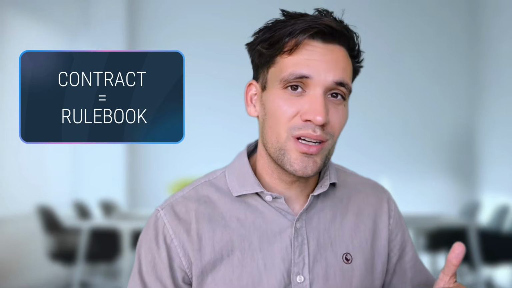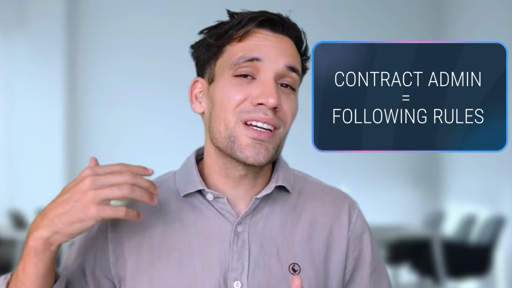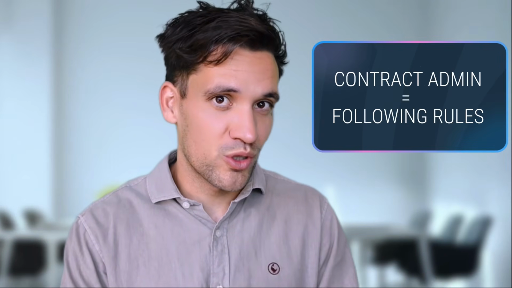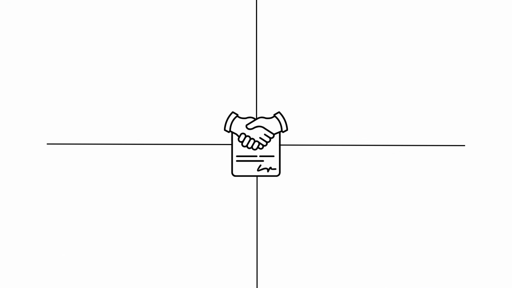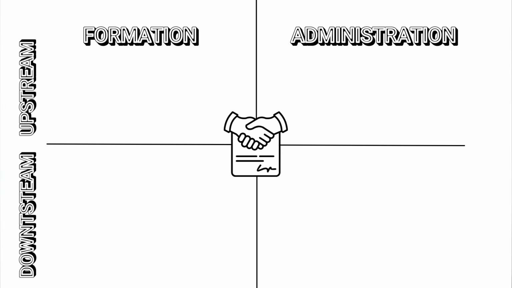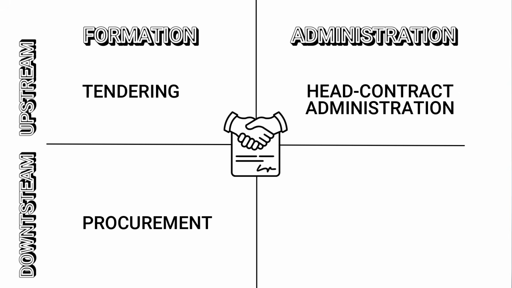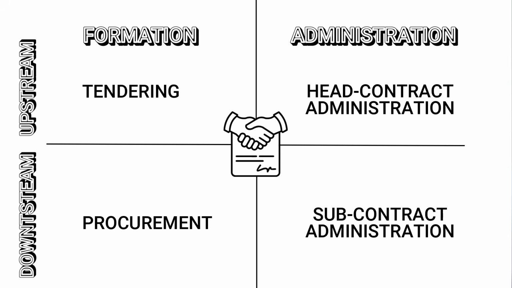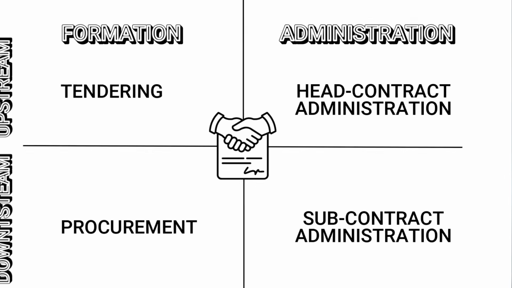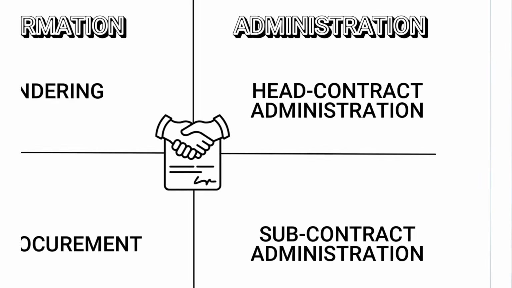Now, the fundamental principle behind this video is that a contract is simply a rule book, and contracts admin is following the rules. And there's 4 domains to contract management. We've got our upstream contract formation, which is bidding. We have our downstream contract formation, which is procurement. Then we have our upstream head contract administration, and downstream subcontract administration. We're only going to be focusing on the administration phase of this though.